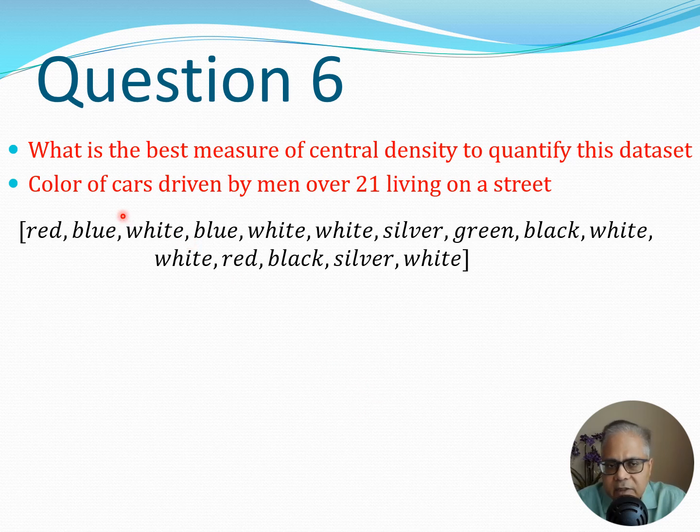For example, let us take the case here where we look at the color of the cars driven by the men here. So we again have 15 men here, and we have made a list of the color of the cars. So you can see these are red, blue, white, silver, green, all the way here. So there are 15 different colors here.